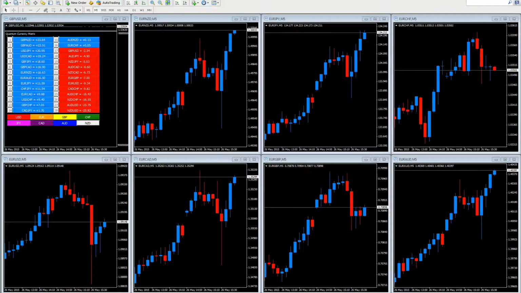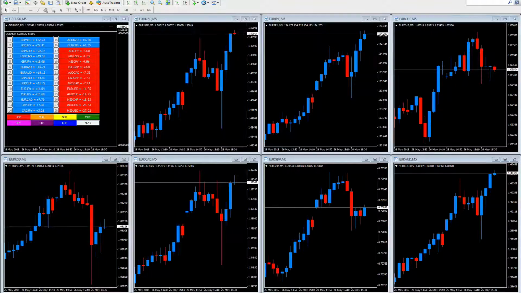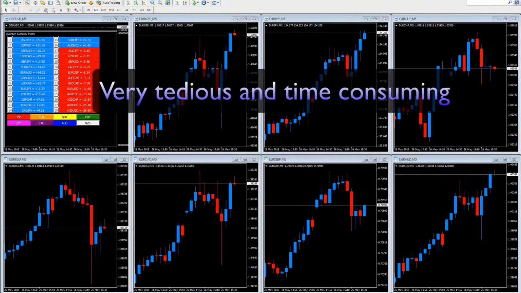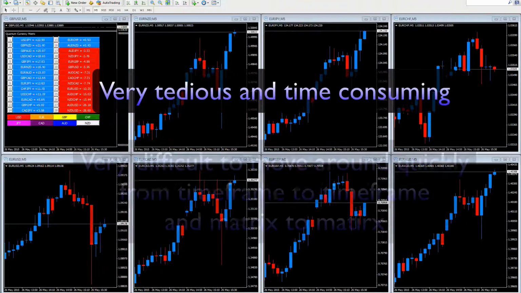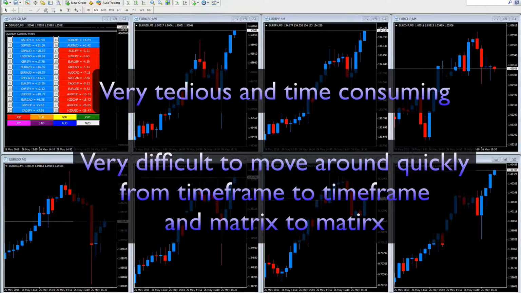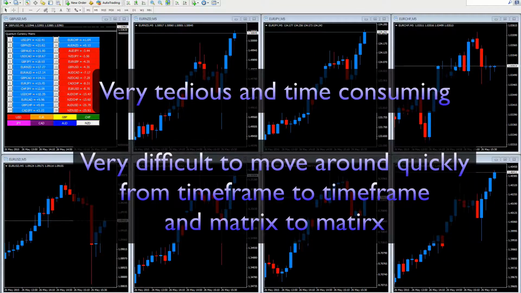And you can think of the currency matrix as replacing all these windows in the one instrument, which is indeed what it does. Now, you can also imagine that having multiple time frames set up in a manual way is very time consuming and tedious to create, but perhaps far more importantly, it's very difficult to move around these profiles quickly. And this is one of the huge benefits of having the currency matrix.